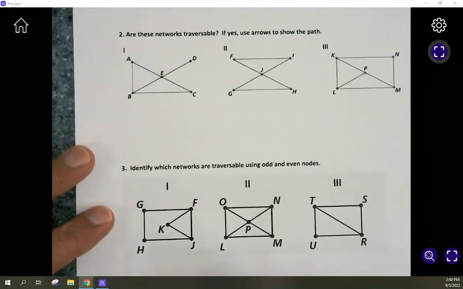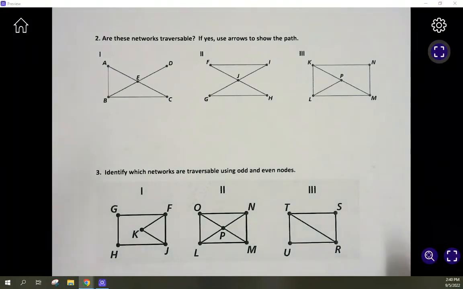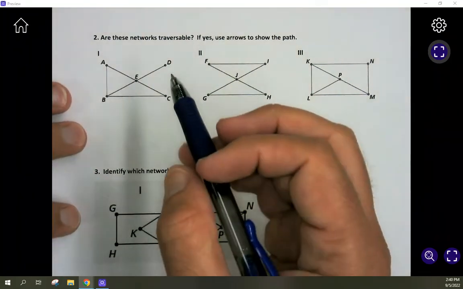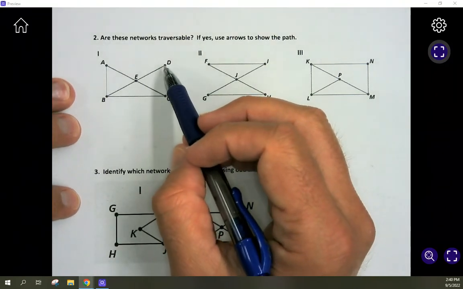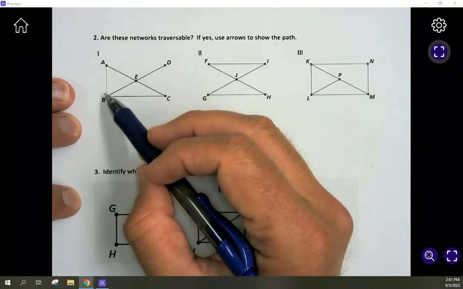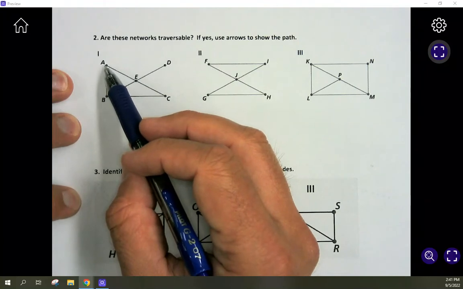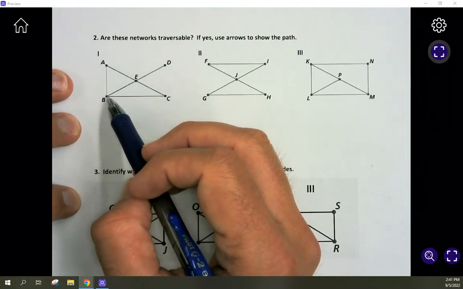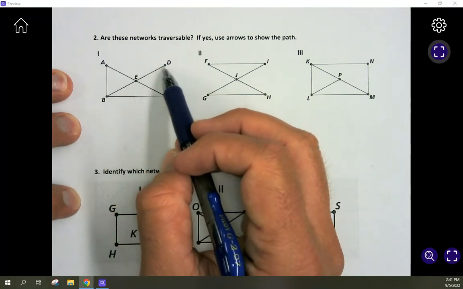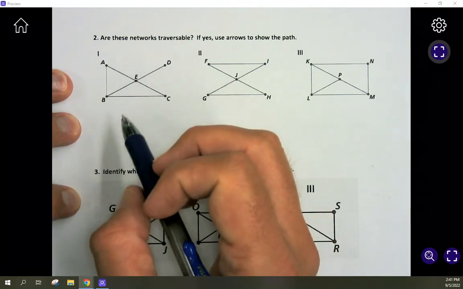Let's turn over to the back. Are these networks traversable? If yes, use an arrow to show the path. And so you might start out here and go here, here, here, here, here, here. Okay, it seems like I kind of got lucky there. That worked. What if I started here? I could go 1, 2, 3. At this point, I've got to go out this way or this way or this way. So this one, depending on where you start, may not look traversable.